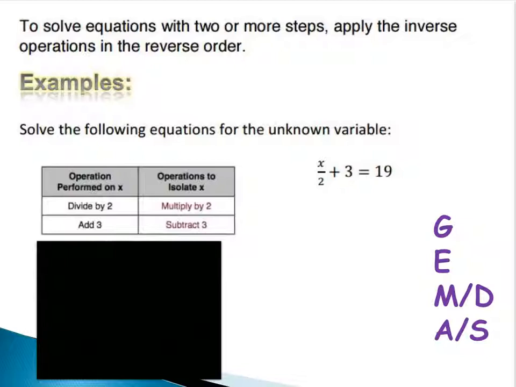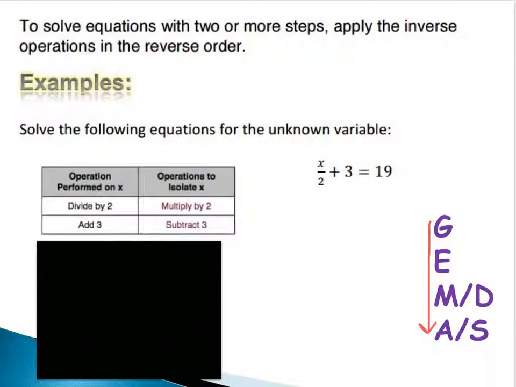Go back and think about Unit 1 when we talked about GEMDAS, our order of operations: grouping symbols, exponents, multiplication, division, adding, and subtracting. When you learned how to simplify things, you did GEMDAS in order, starting from grouping and working your way down to adding and subtracting.